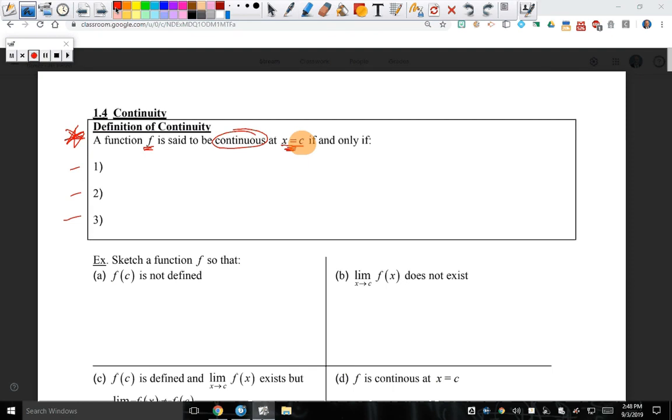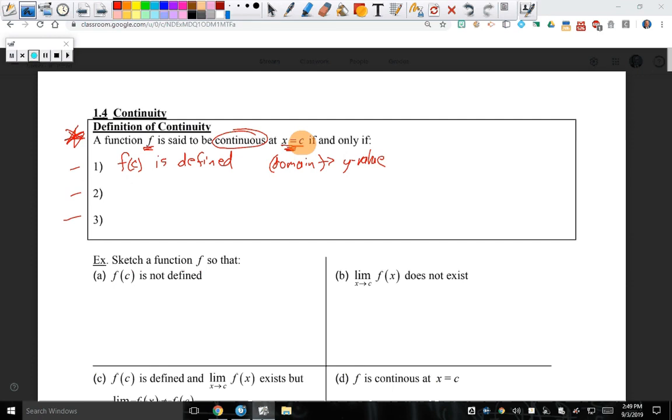So imagine that on the x-axis. Rule number one is f of c is defined. That means it exists, okay? So you see it somewhere on the graph. There's not a hole in the graph like a removable discontinuity. There's not a vertical asymptote like an infinite discontinuity, stuff like that. You know what I mean? It's defined. It's in the domain.